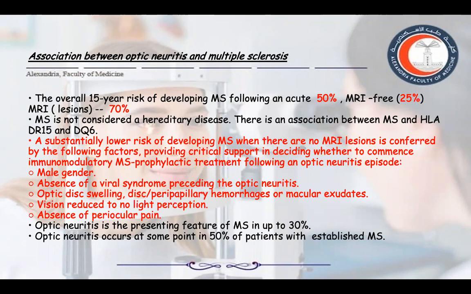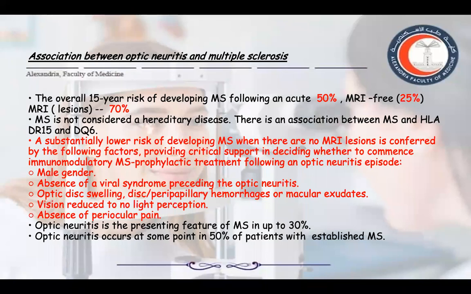The sentences I marked red are very important, because sometimes we might have a condition of optic neuritis, demyelinating optic neuritis, but we usually don't start the immunomodulatory MS prophylactic treatment because the signs or the manifestations in these patients are not typical. As we see, it is a male gender, absence of viral syndrome preceding the optic neuritis, optic disc swelling, vision reduced to no light perception, absence of periocular pain.